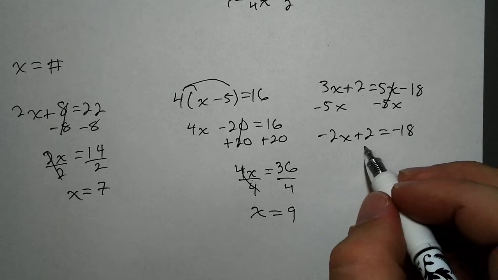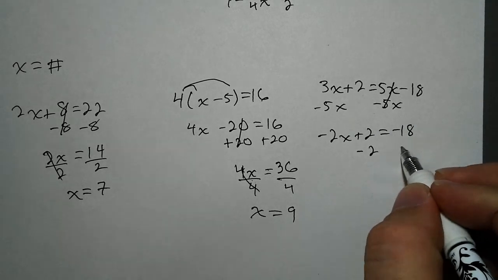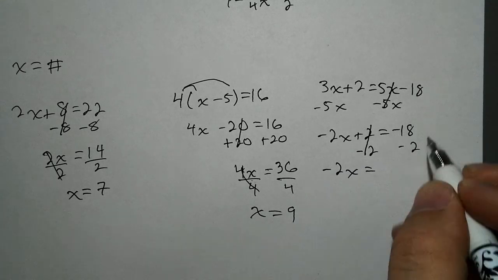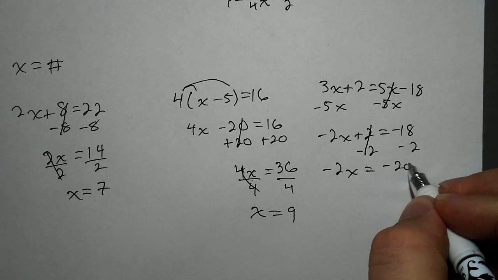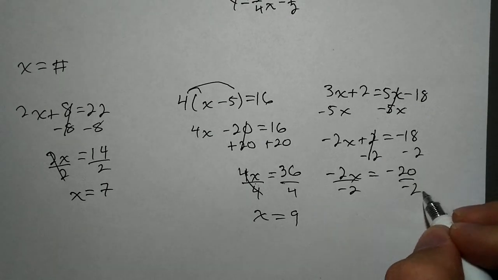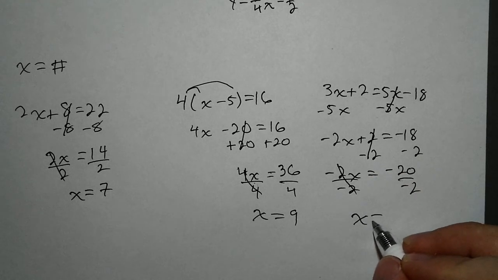Now I move my numbers to the other side, so minus 2, those cancel, we get negative 2x is equal to negative 20. Last step, divide by negative 2, we get x is equal to 10.